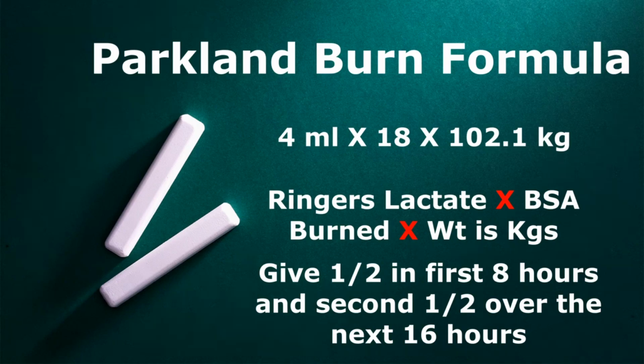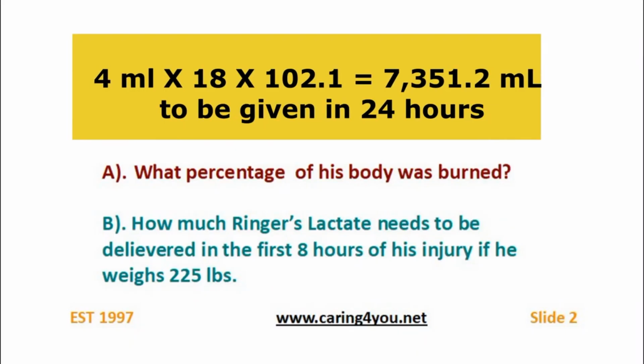Let's look at the question. So, we give Ringer's lactate because Ringer's lactate, as you remember, is an isotonic solution. So we give 4 milliliters of Ringer's lactate, isotonic solution, per body surface area, which is 18, per weight in kilograms, which is 102.1. Okay, so you set it up like 4 milliliters times 18 times 102.1 equals 7,351.2 milliliters to be given in a 24-hour period.